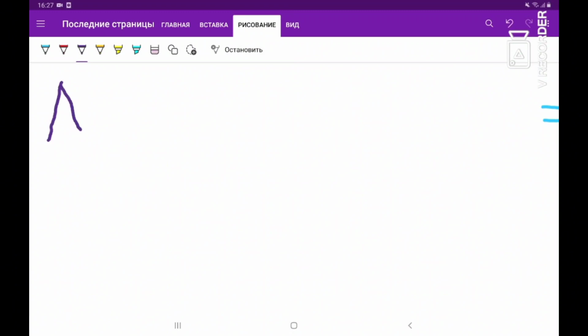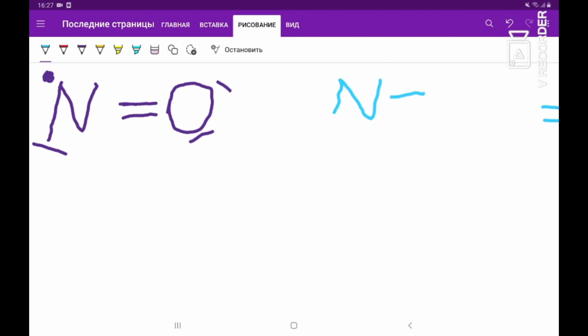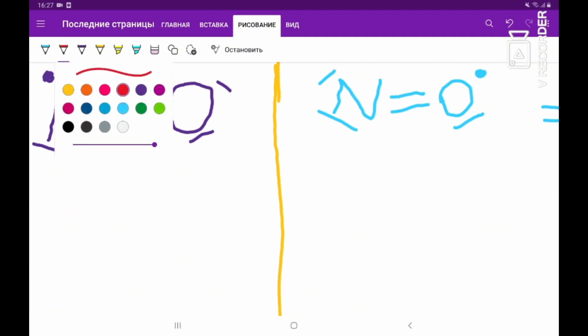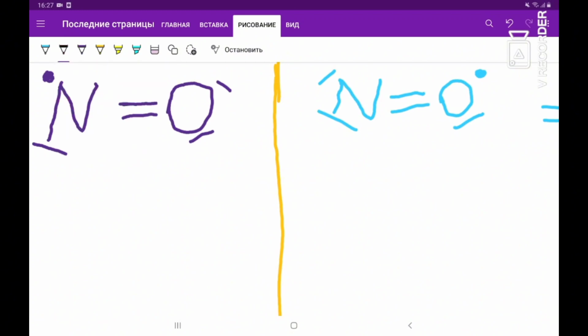So as we see, there are two possibilities. Let's draw each of them. And let's now define which of them is more stable, because only one of them is more correct. Let's now calculate the formal charge for each of them.